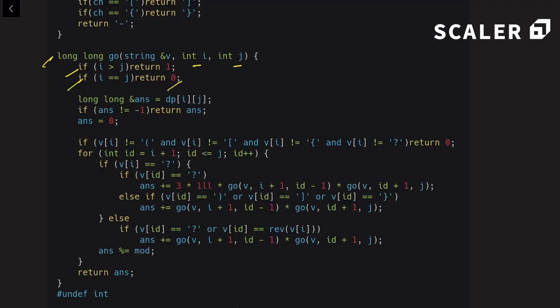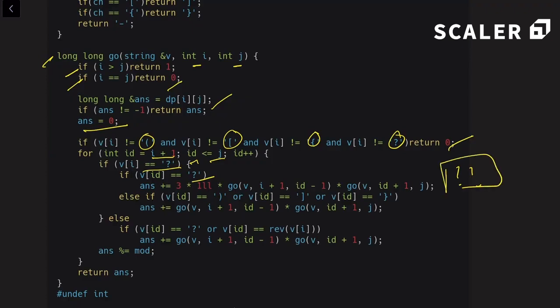Otherwise, I have this answer variable and I'm memoizing it using this dp table. After that, I'm checking if our vi is not an opening bracket or a question mark, I'll return 0. Because if my string starts with a closing bracket, I cannot pair it up with an opening bracket, right? So in that case, we'll return 0. Otherwise, we'll iterate from i plus 1 till j. And for each element, if vi equal to question mark and vid is equal to question mark, so here vi is the opening bracket and vid is the element we are trying to consider as our closing bracket right now.